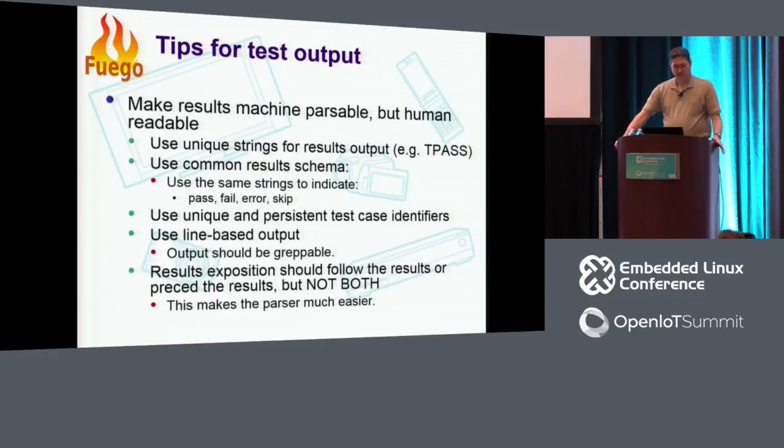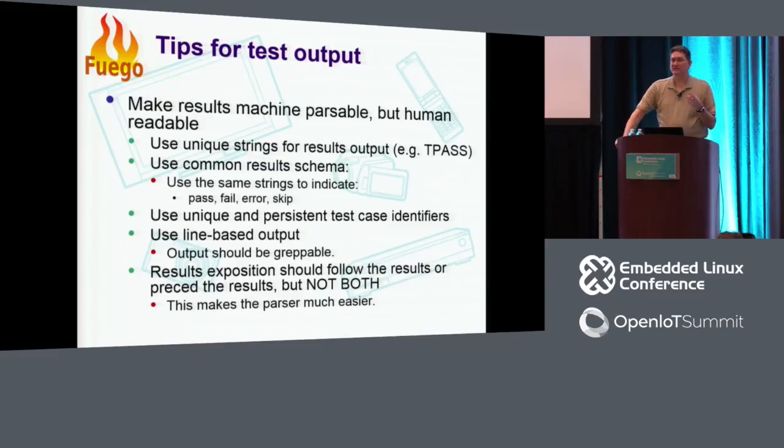Okay, for test output, make the test results machine parsable but human readable. You want both of those attributes. You should use unique strings for the test results output, something that's not going to be in a normal English word. We have words already. Use TPass, or "not ok", which is the TAP one. But use something standardized. Don't write, you know, "my open syscall went sideways." That's harder to grep for. Optimally, you want to be able to grep for this stuff.